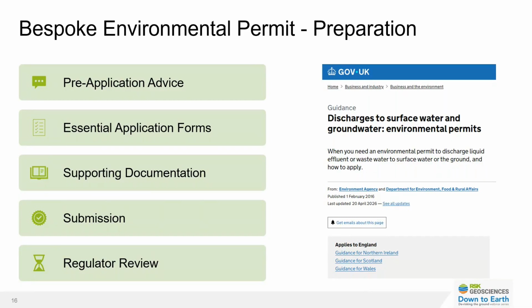The key steps associated with an environmental permit application are shown on screen, and we'll go through each of them one by one, from pre-application advice through to submitting the correct forms and associated documentation, and we'll touch upon the timescales associated with the application process as well.